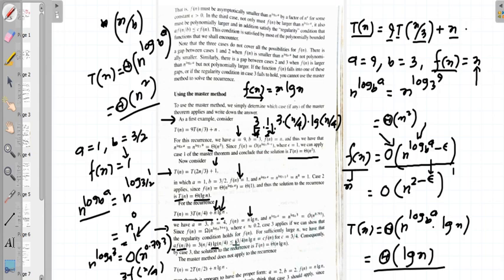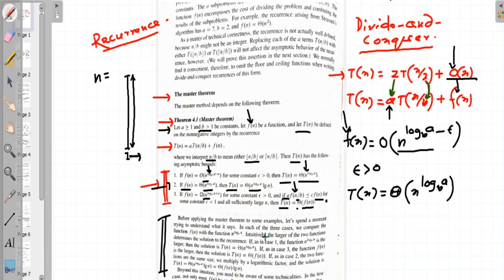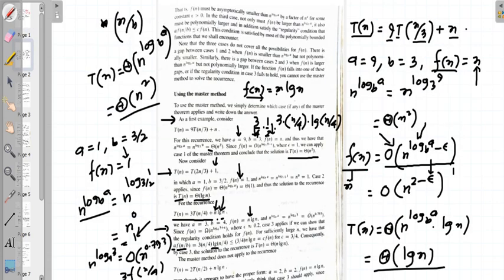So this regularity condition, that means C times Fn we are getting. That was exactly the condition to be shown here. So A F n by B, we have to put n by B in the formula, and then we have to show that it is less equal to C times Fn. So in this case, C equals 3 by 4. So that regularity condition we have also seen.